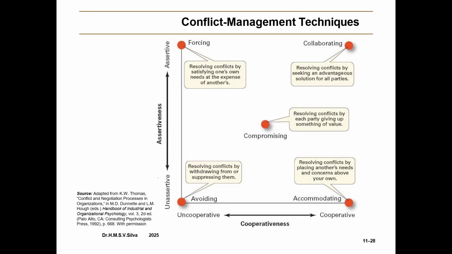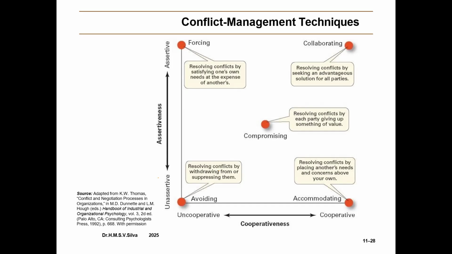Compromising means both parties have average knowledge about the conflict and both parties have average cooperativeness. Then what will happen eventually? They try to compromise. Let's try to come to the middle level, the middle position.